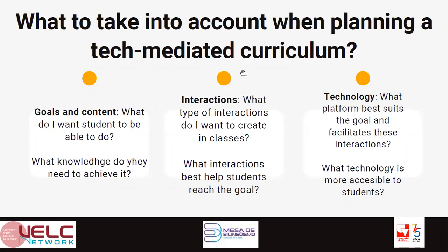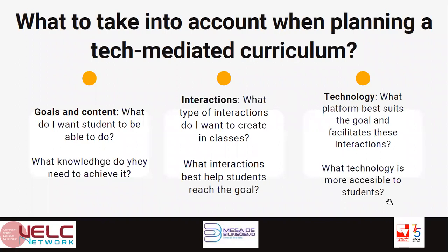Interactions is the second element that we need to consider. When talking about interactions, it's what type of interactions do I want to create in classes? What kind of connections between the students and between the contents do I want to take place, okay? And then, of course, I need to consider what interactions best help students reach the goal. And the last point that we should consider is the technology. What platform, what technology best suits the goal and facilitates these interactions, okay? What technology is more accessible to the students?